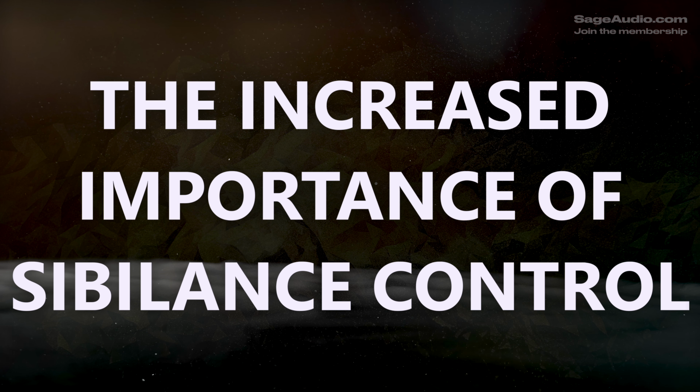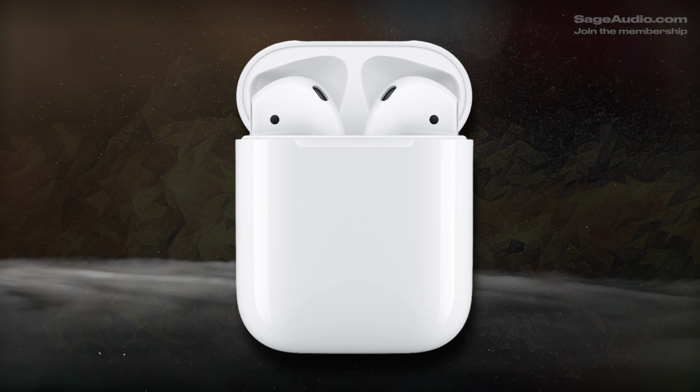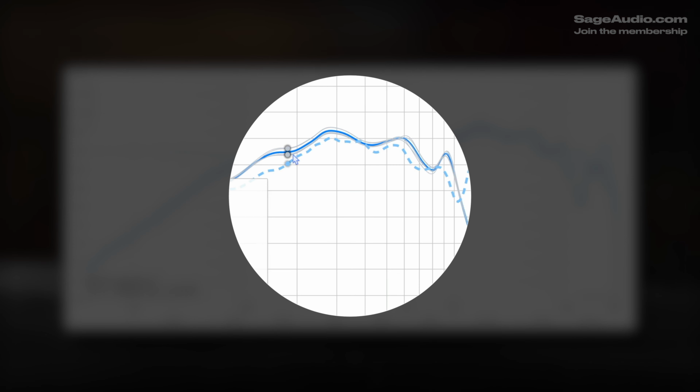Next up, let's cover the increased importance of sibilance control. So there are two main ways earbuds contribute to sibilance. First, the frequency response of earbuds emphasizes the range.